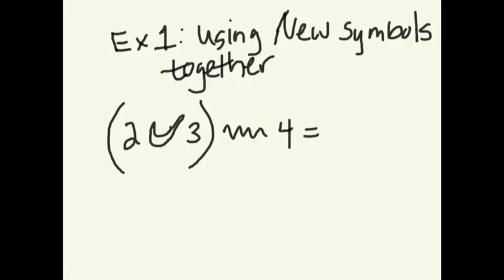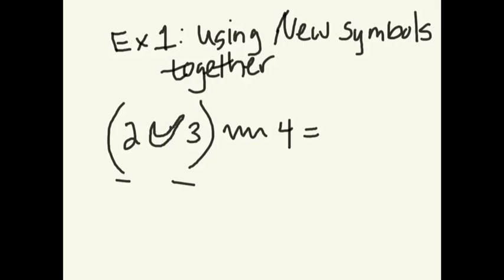Now that we have those terms defined, let's do some example problems. Our first one is using new symbols together. So we have 2 frazzle 3. Nope, just lied to you. Say it again. We've got 2 swooshy 3. And then after we do that, we're going to frazzle 4 because we've got parentheses, and we remember we've got to do what's in the parentheses first.